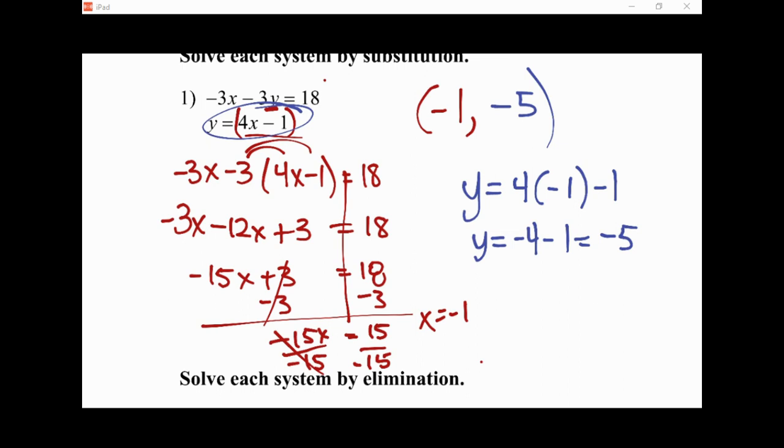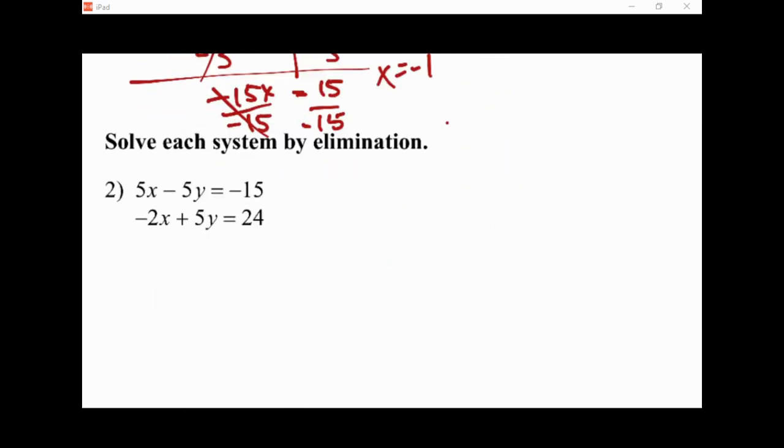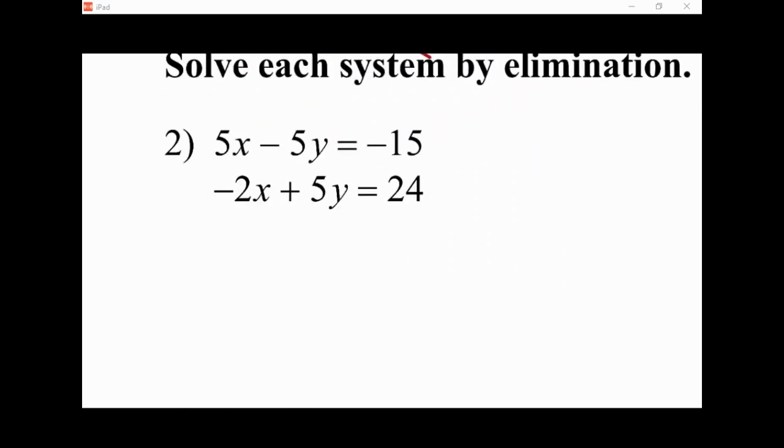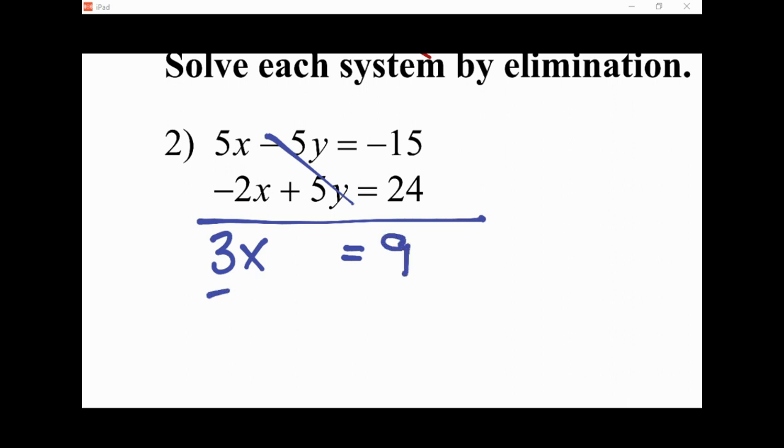The other way is elimination. So with these ones, they're just going to be set up, so all you have to do is multiply them together. Or I'm sorry, add them together. Not multiply, add. Because when I do that, I end up with 3x, but -5y and +5y cancel out. So I get 3x equals 9. So to figure out x, it's real easy. I just got to divide, and I get x equals 3.